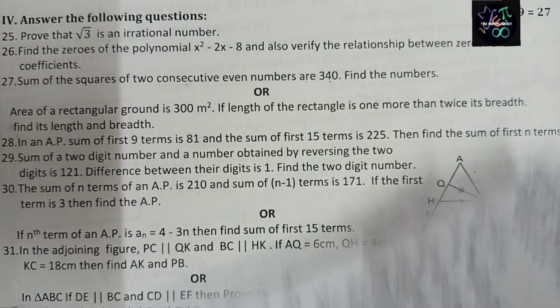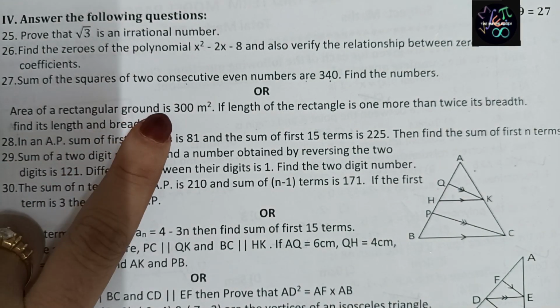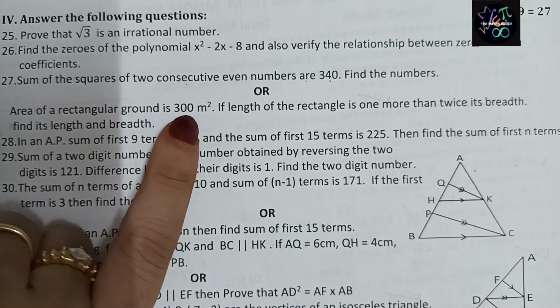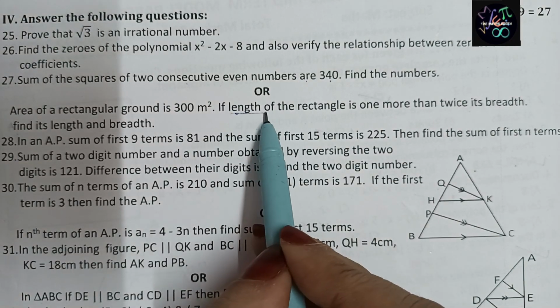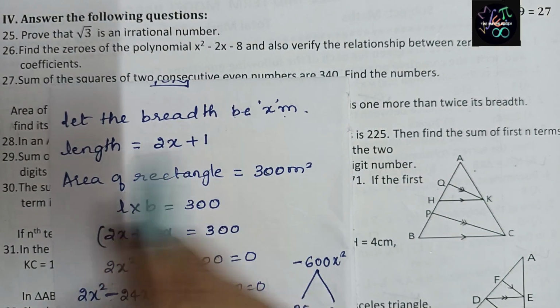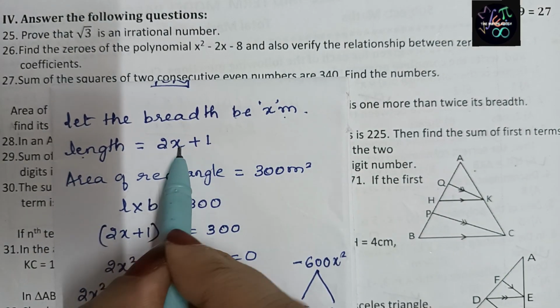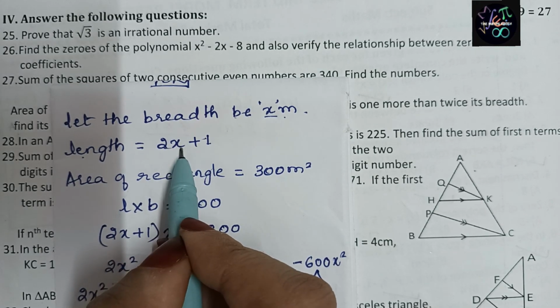Okay, so that was 27. There is one more question. The area of a rectangular ground is 300 meter square. If the length of the rectangle is 1 more than twice the breadth, find its length and breadth. Here they have told us something about the length, but we don't know the breadth, so let us start. Let the breadth be x. The length, what have they told? 1 more than twice its breadth. Because breadth is x, 1 more than twice its breadth is nothing but 2x plus 1.